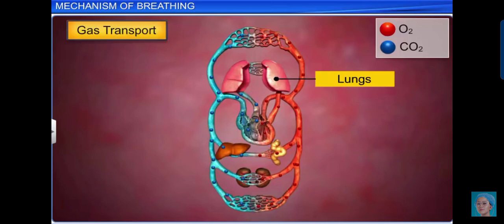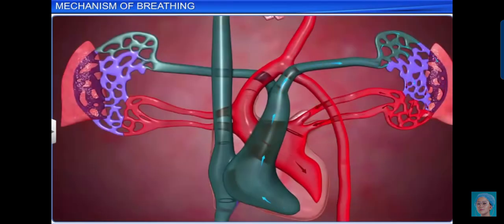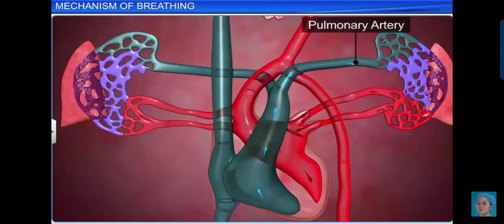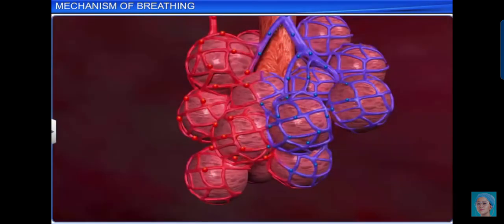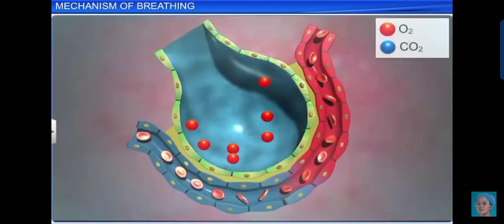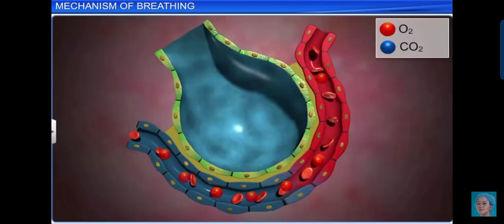This is called gas transport. Blood from heart enters the lungs through the pulmonary artery, arterioles, and alveolar capillaries. In lungs, oxygen and carbon dioxide are exchanged between blood and air.